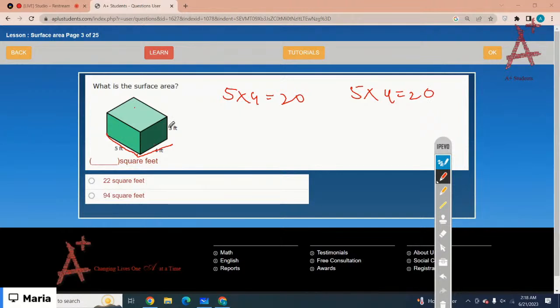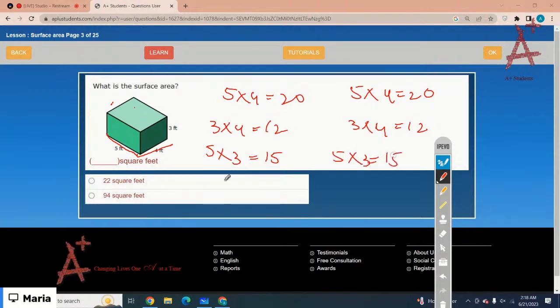Now this side, 3 and 4. 3 times 4 equals 12 and 3 times 4 equals 12. The other side, the back of this one. Got it? Then this one, 3 and 5. It would be 5 times 3, that equals 15.